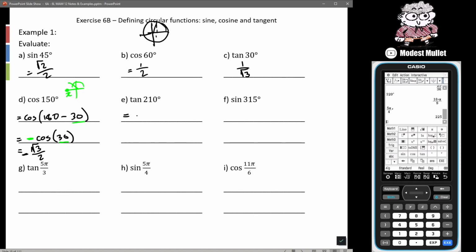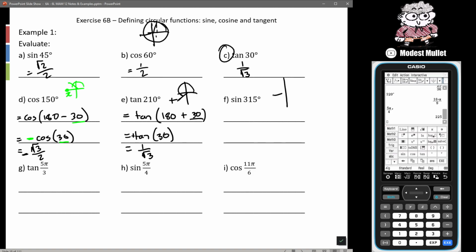Tan of 210, I want to write that. 210 is down in here in the third quadrant, so I want to write that in terms of 180 plus something. And 210 is obviously 30, so I can say that's equal to tan of 30. Now, is tan positive or negative in the third quadrant? It is positive, so I can just leave it as positive. And tan of 30, we already know from up here, is 1 on root 3. So we can do that.